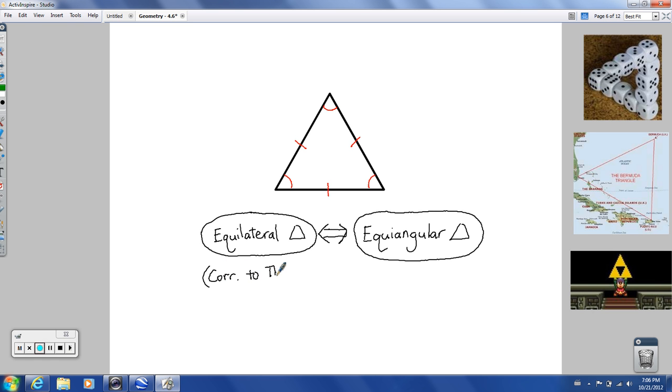to theorem 4.6. So let's write that down underneath that one, and this is the corollary to theorem 4.7. So kind of special stuff about equiangular triangles.